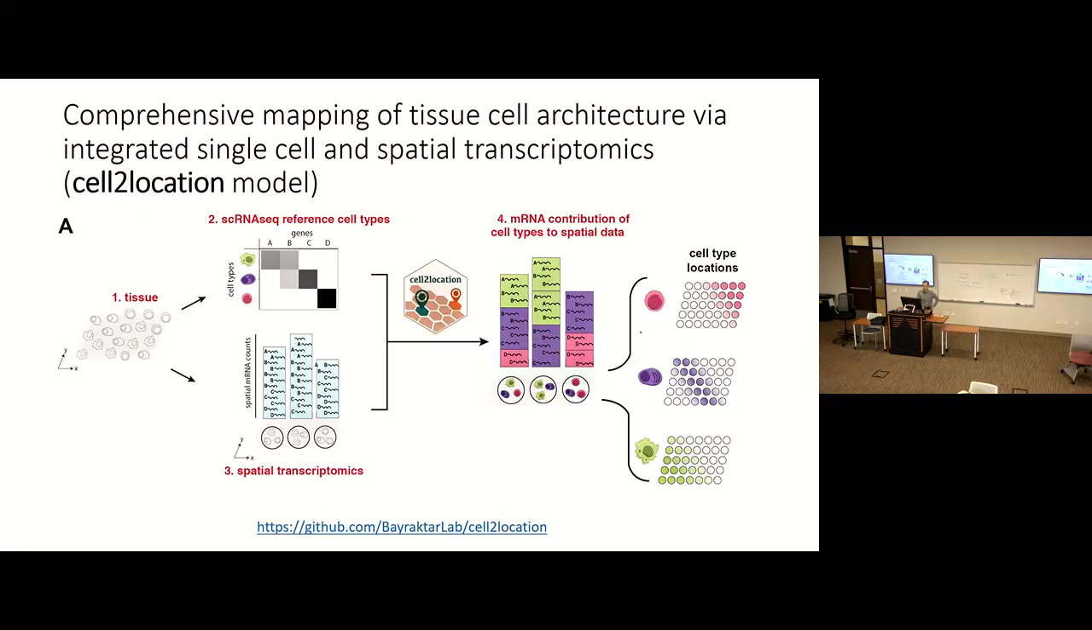So this is an illustration of this cell-to-location algorithm. You see this matrix is cell type and gene. It's a U matrix. Then you have different locations. You believe each spot is a mix of different cells. Okay, in this case, two of these are from one cell type, and this one is slightly purer. So you get the estimation of what cell types are in that spot.